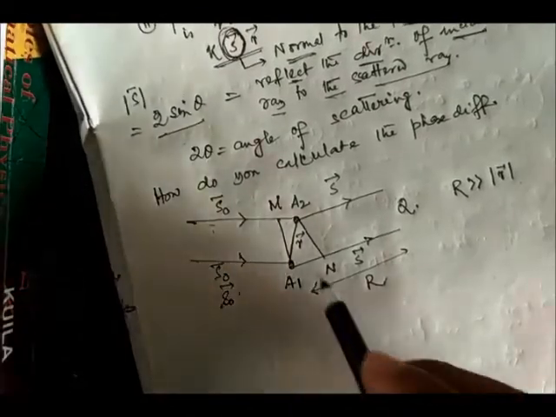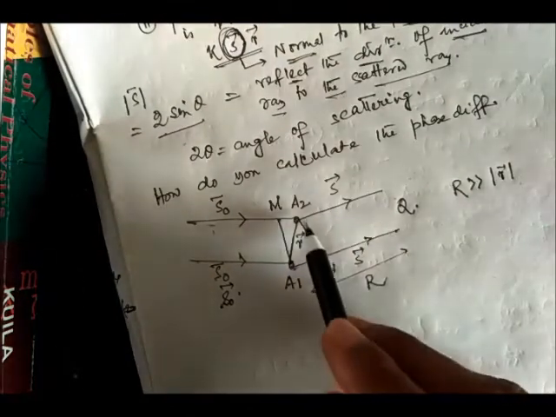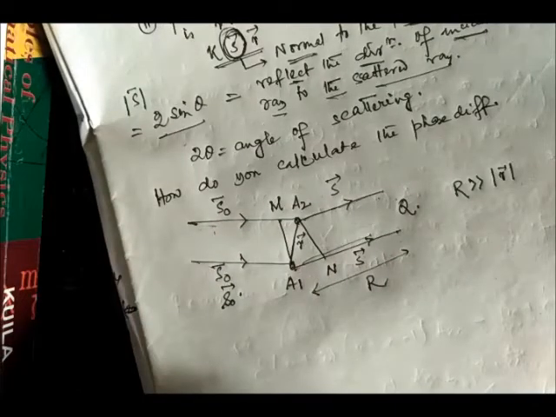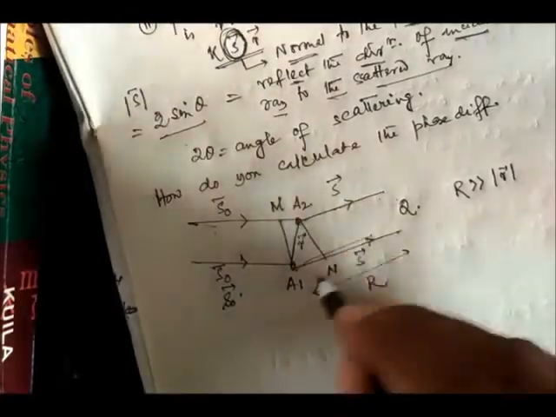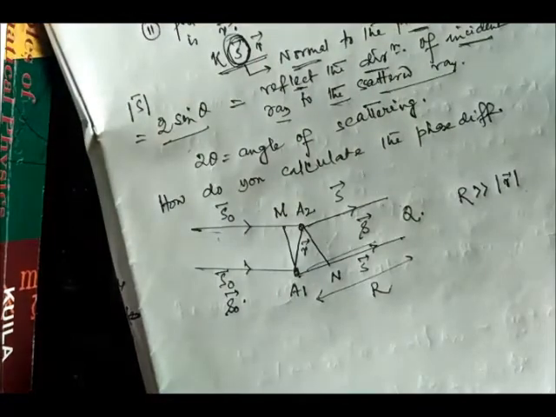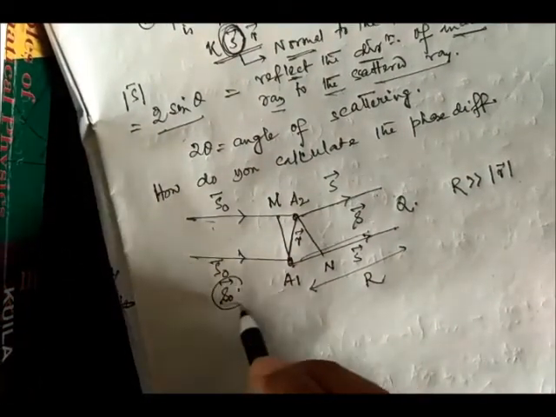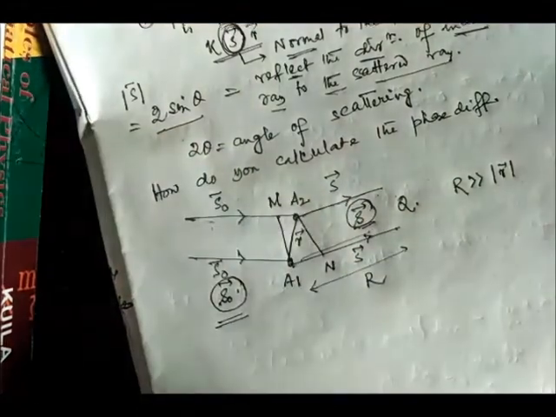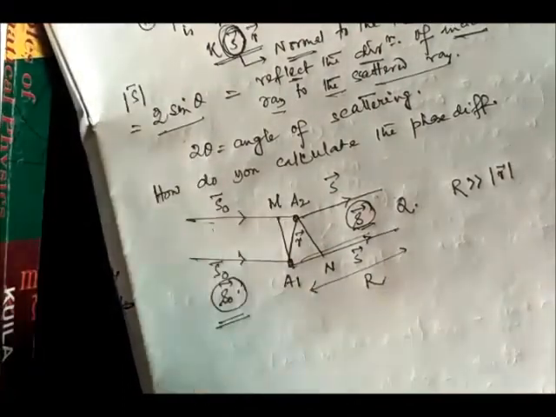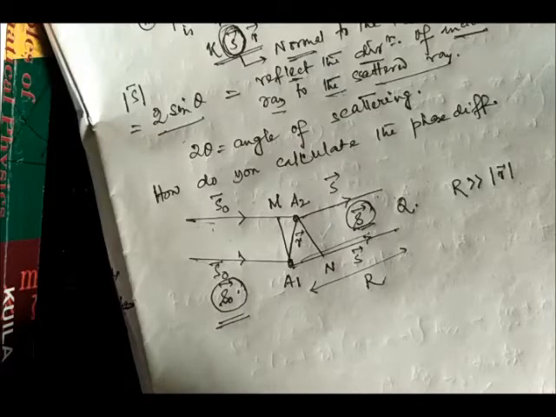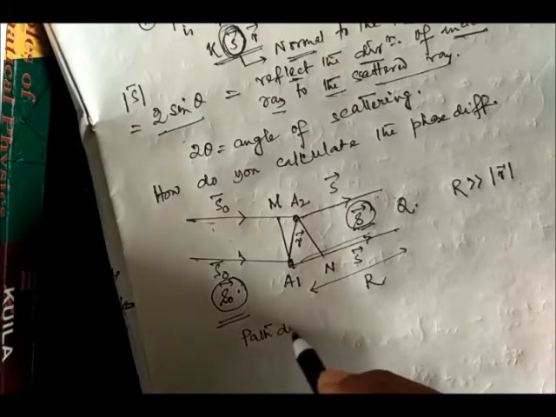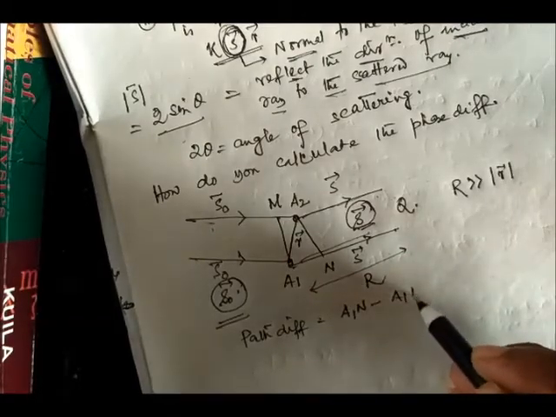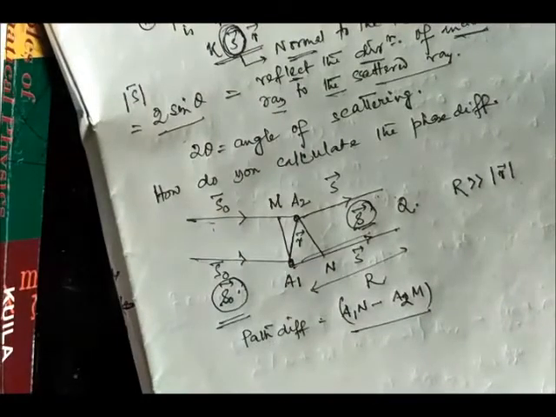So the direction of A1Q and the direction of A2Q may be taken as parallel, right? And each may be defined by a unit vector. These two may be defined by unit vector S. Okay, so the incident wave normal is S0 and the scattered wave normal is S, right? So if these two represent the unit vectors along these two directions, I can say that the path difference between these two wave trains is basically A1N minus A2M. So this is the path difference between the two rays.